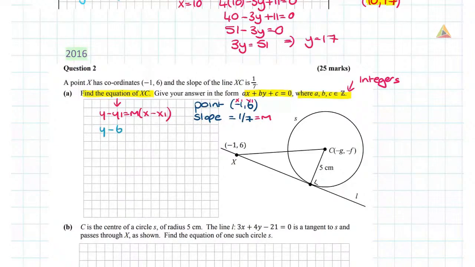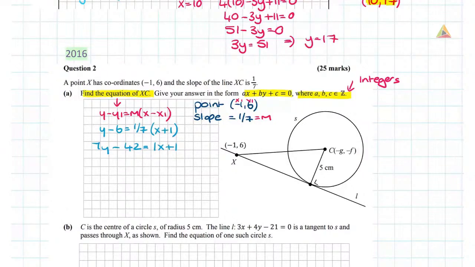So we're getting y minus 6 equals 1 over 7, bracket x minus minus 1. So that's x plus 1. Be careful with your signs. I'm going to multiply across by 7. So I'm getting 7y minus 42 equals 1x plus 1, getting rid of the brackets there as well.